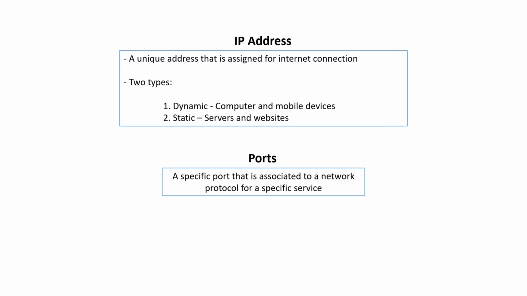IP address. Next, ports. A port is associated with a network protocol for a specific service. So it means that every task that we want to do on the internet requires specific ports. For example, if you want to send or receive a file, there is a specific port that is assigned for it. So if we want to connect, the IP address is like the city and the ports are like the houses in the city.